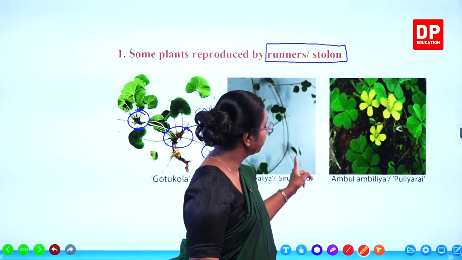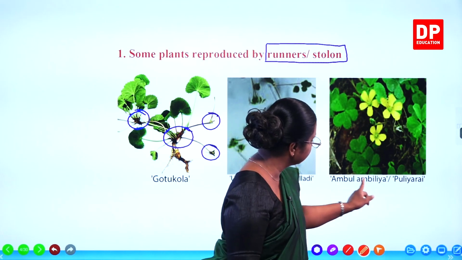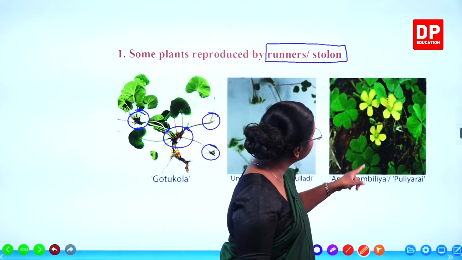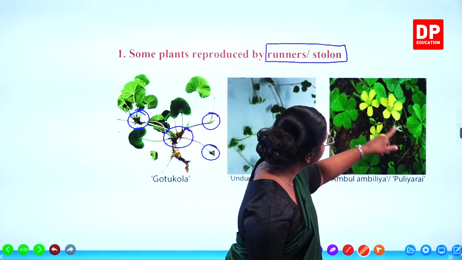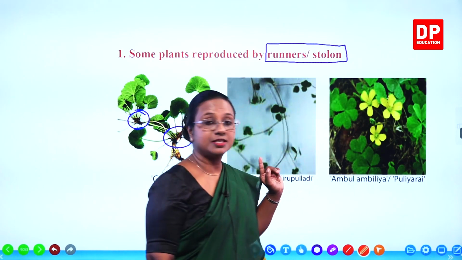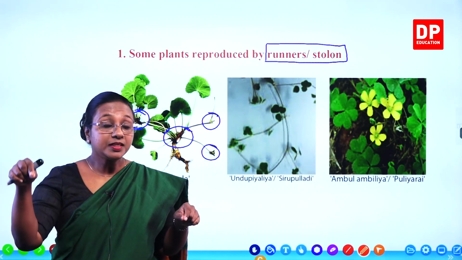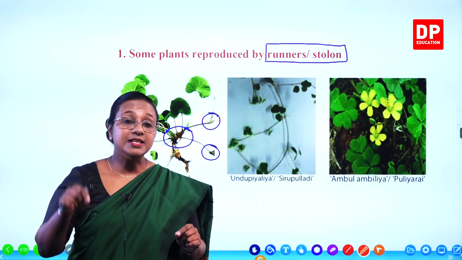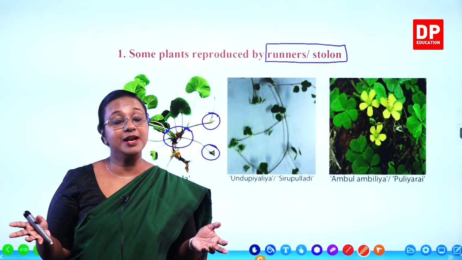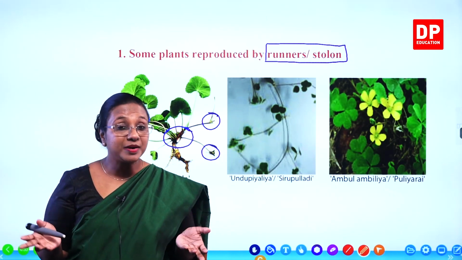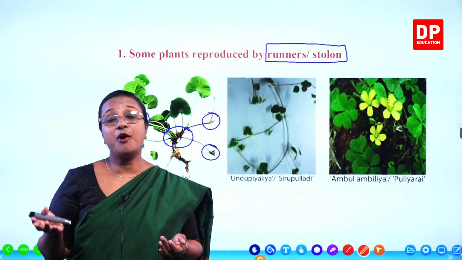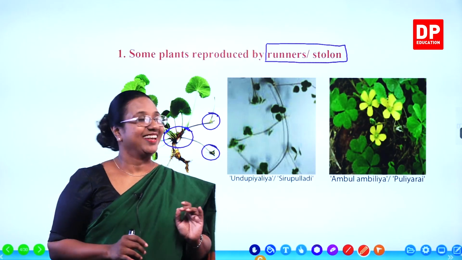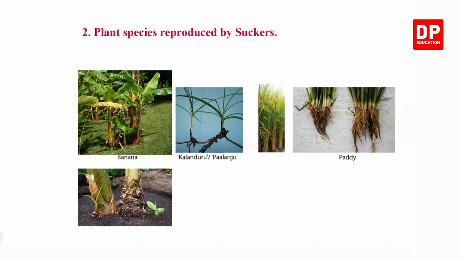Another example, Ambul ambiliya, that is the Sinhala name, and Puliyare is the Tamil name. Here also you can see the flowers are yellow in color, and over the ground, if you look at the picture closely, you can see the overground stem is rooted at different points. So that means from each point there is a new plant growing. So that is propagation by stolon or runners. Is that clear to you all, students? Okay then, I will move on to the next one.